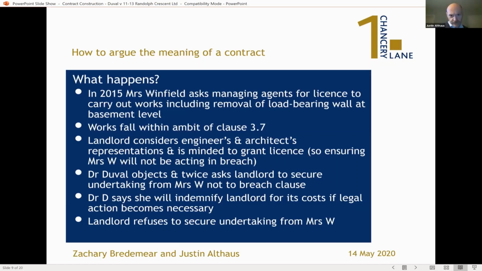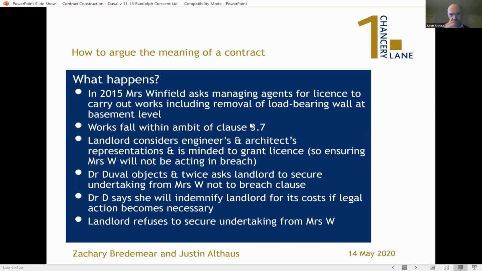Dr. Duval objects to this, and she twice asks the landlord to secure an undertaking from Mrs. Winfield not to breach the clause. Dr. Duval says that she will indemnify the landlord for its costs if legal action becomes necessary against Mrs. Winfield. However, the landlord refuses to secure an undertaking from Mrs. Winfield. So there is a standoff between Dr. Duval on the one hand and effectively the other tenants in the building who are collectively the landlord.